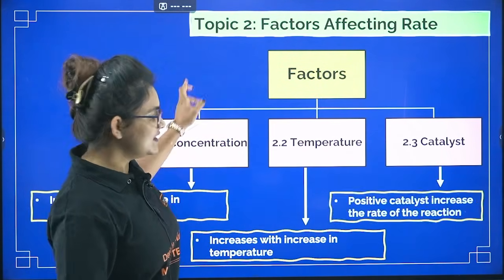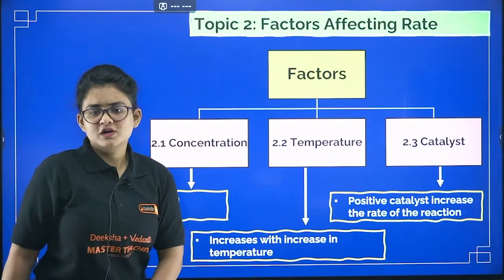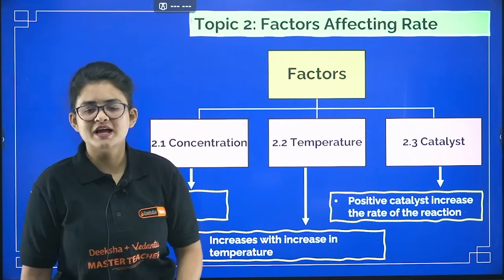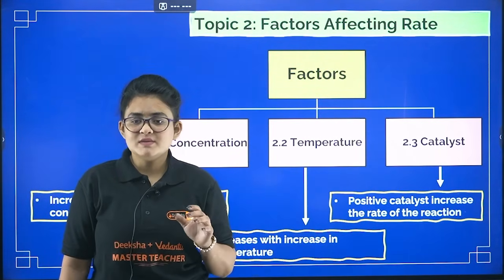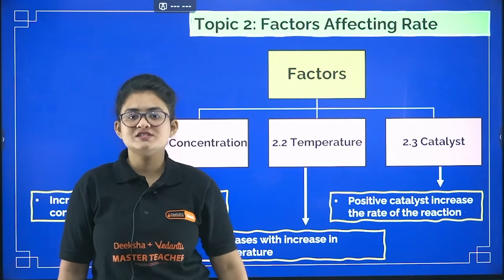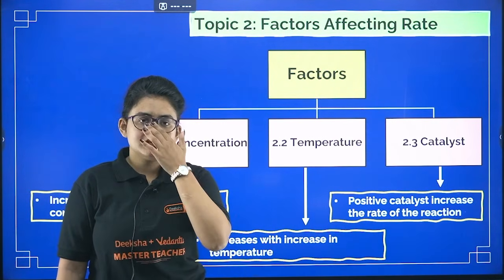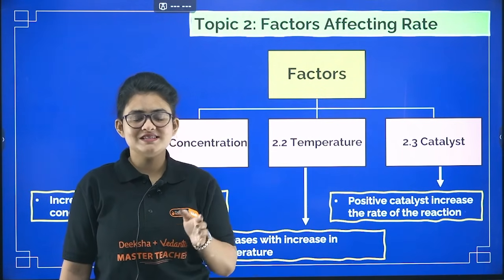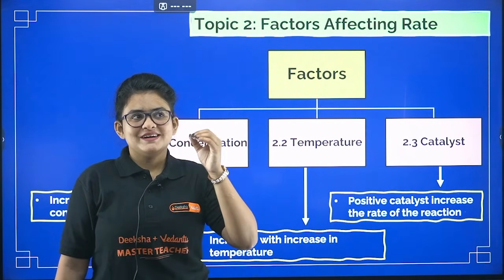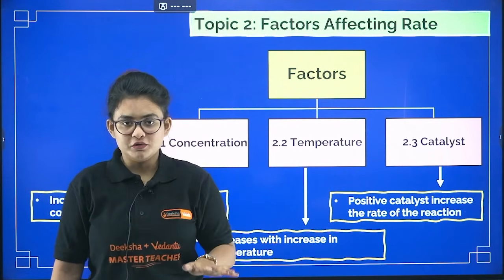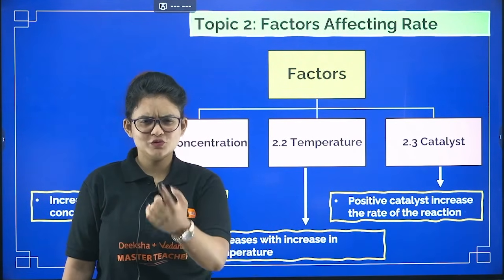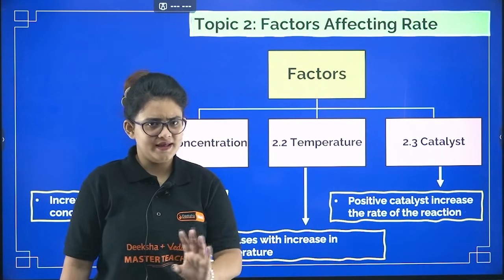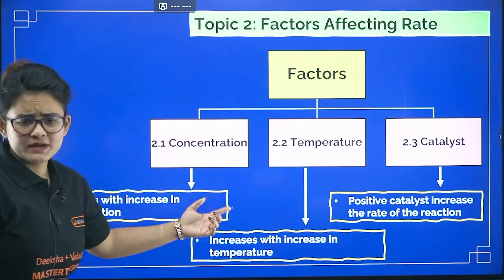Next, catalyst. Catalyst is an amazing thing. There are positive catalysts and negative catalysts as well. From childhood we learn that a catalyst enhances the rate of the reaction, meaning it makes the reaction faster. But there are some catalysts in which the rate slows down. Those are negative catalysts, or sometimes we call it catalyst poisoning. We will go well in detail, don't worry.